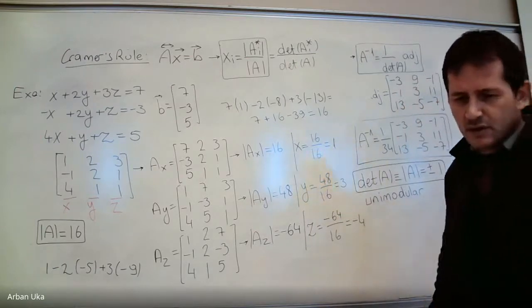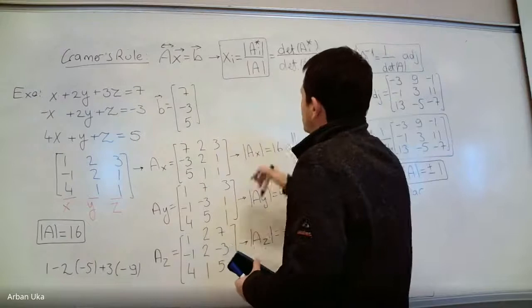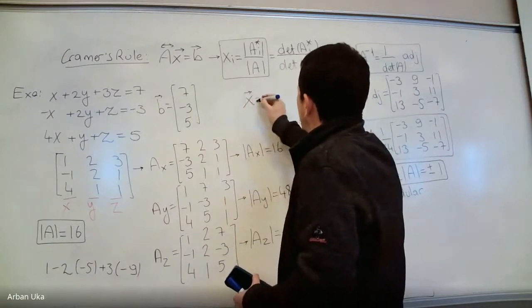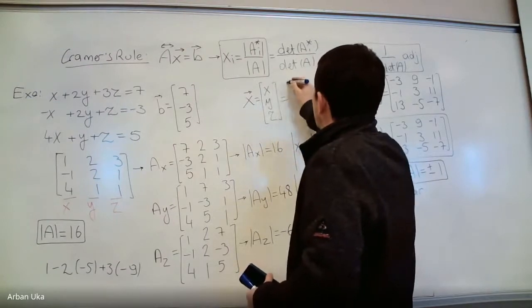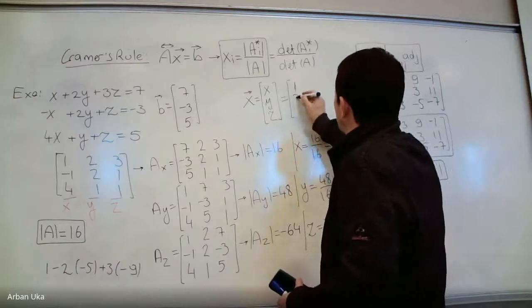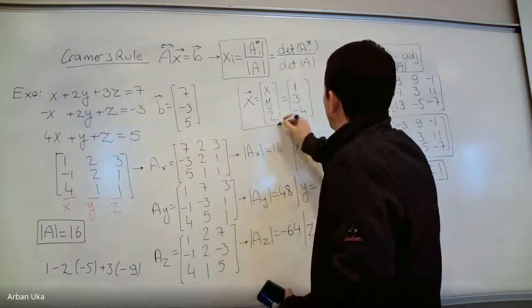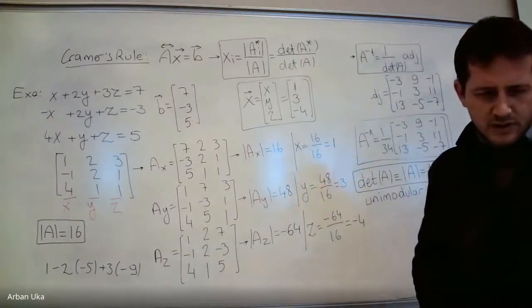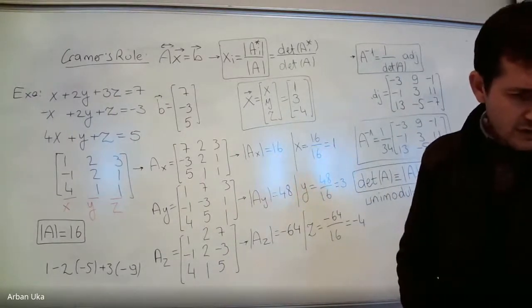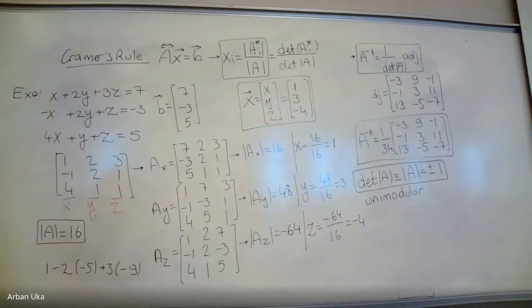So it looks like the solution of this system, using Cramer's rule, is the following. The unknown vector x, which is equal to (x, y, z), is equal to (1, 3, minus 4). Okay, so this is the solution of this system using Cramer's rule. Okay, do you have any question? So this is an alternative to find x.